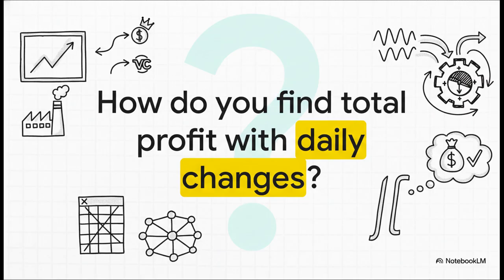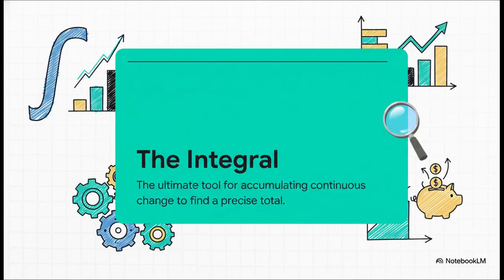Everything is constantly changing. So how does that CEO at the end of the quarter get a real, solid, precise number for the total profit? A simple spreadsheet that just averages everything out? No way. That's not going to cut it. You need a tool that's actually built to handle continuous change. And that tool, that secret weapon, is the integral.